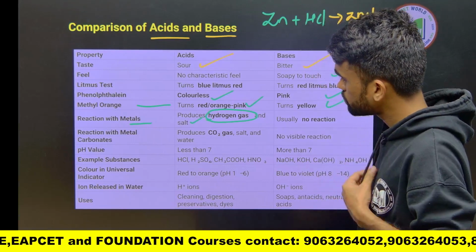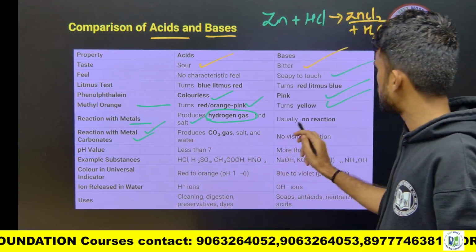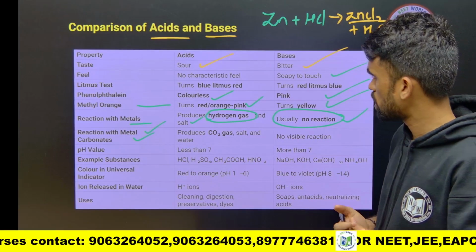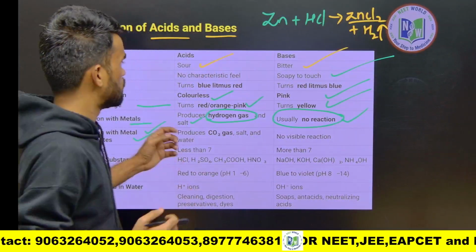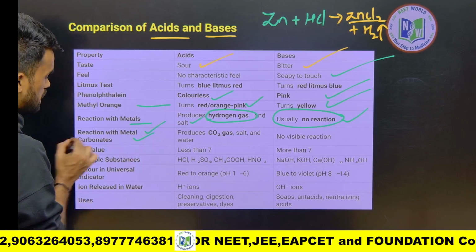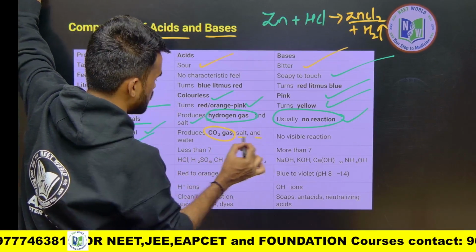Next, reaction with metal carbonates. When it comes to bases, they won't show reactions generally. There are some exceptions, but generally we say no reactions. Now, reactions with metal carbonates: what can we get? We can get CO2 gas, a salt, and water is produced.